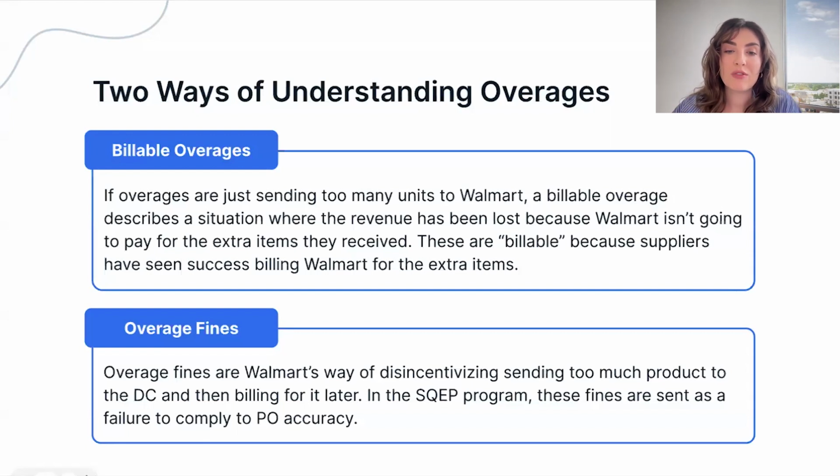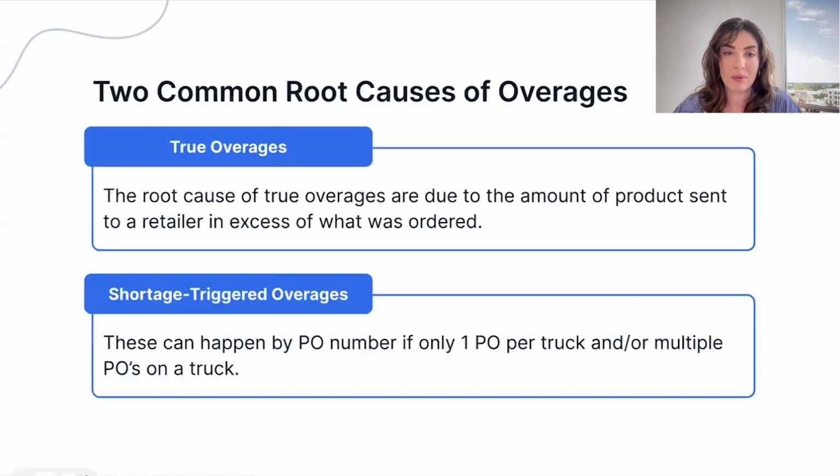And you can see overage fines in the SQEP program specifically, and we'll get into what SQEP stands for, the Supplier Quality Excellence Program, if you're not familiar. And those fines are going to be sent to the supplier as a failure to comply to PO accuracy, because that's a standard that Walmart wants suppliers to adhere to. So these are the 2 examples. You can see where they can start to overlap. Let's say you're a supplier who has billed for overages, and then you get an overage fine. That's kind of where those would start to overlap.